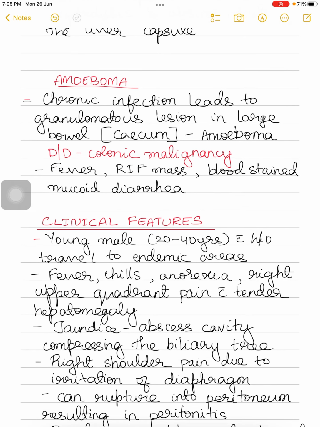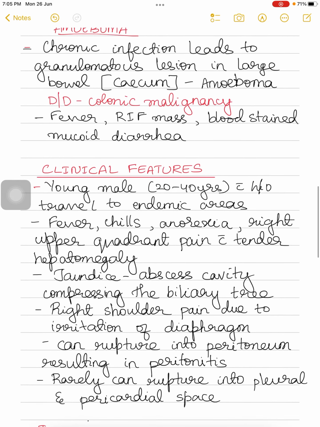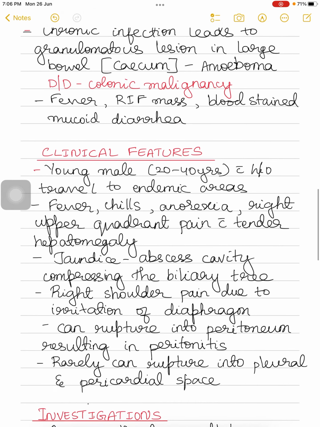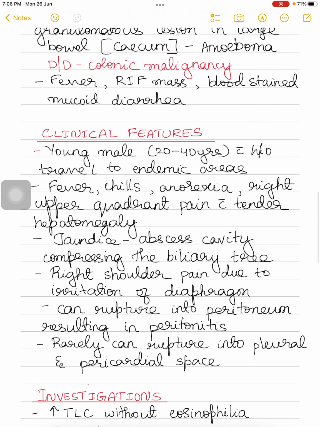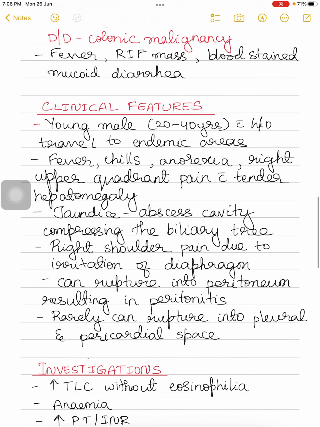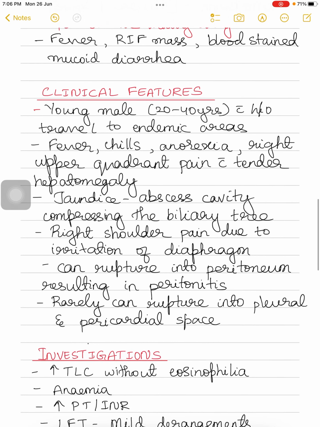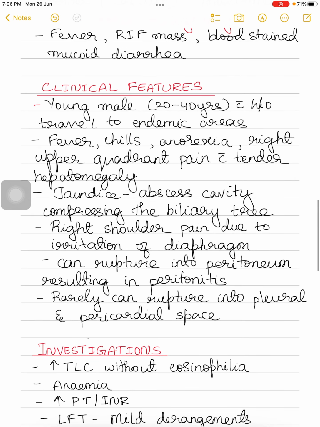Clinical features: it is seen in young males in the age of 20 to 40 years with a history of travel to endemic areas, presenting with fever, chills, anorexia, right upper quadrant pain with tender hepatomegaly. Jaundice can be present if the abscess cavity is pressing on the biliary tree. The right shoulder pain is due to irritation of the diaphragm.